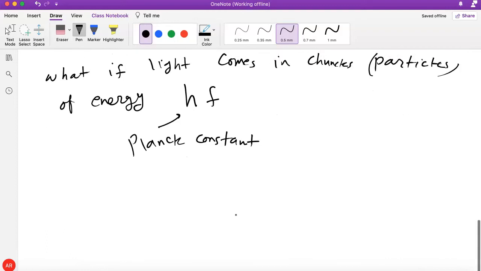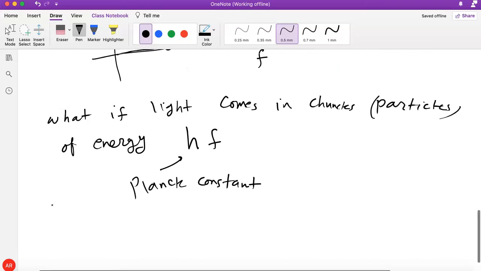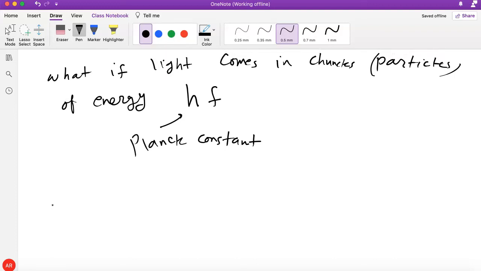Then the intensity, as you increase the intensity, you just increase the number of these packets. You have more of these particles of light. So then it makes sense that the kinetic energy of the individual electrons that are emitted is going to be independent of the intensity, right? You just increase the number of these packets. These packets hit the material. Each of them will kick out maybe an electron. So as you increase the number of packets, or increase the intensity, you just increase the number of electrons that get kicked out, rather than the kinetic energy of the individual electrons that get kicked out.